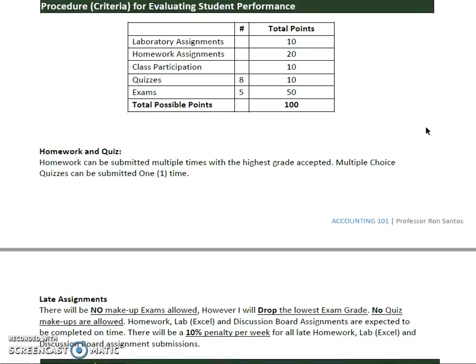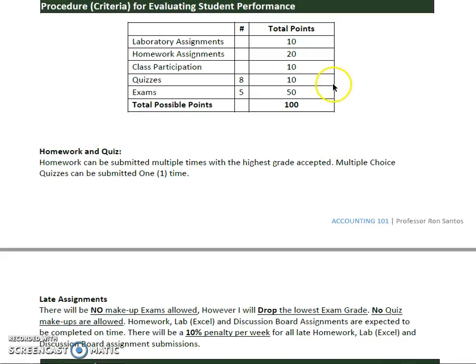Your grade is based on a weighted average. As you can see in the rubric in your syllabus, your lab assignments are worth 10 points, or 10% of your grade. Homework assignments are worth 20 points, 20% of your grade. Class participation 10, quizzes 10, and exams 50%.